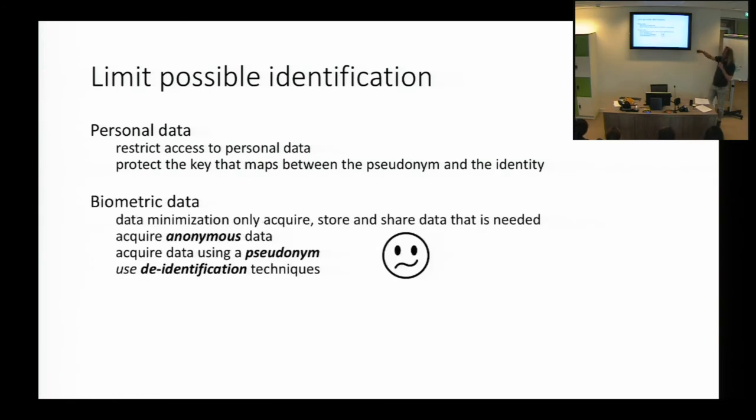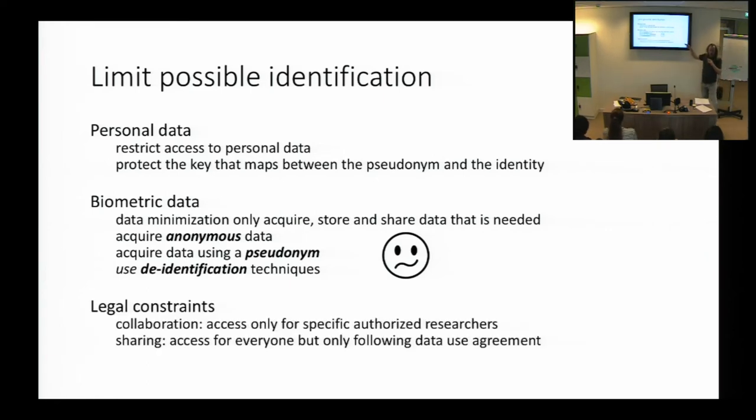Then we also have the biometric data. For biometric data, what we do is we try to use a data minimization strategy. So we try to only acquire, store and share the data that we need. So we're not going to record data that we're not needing for the scientific question. And then we can acquire data anonymously, we can acquire data as a pseudonym, or we can use de-identification strategies. And I know that these three, anonymous, pseudonymous, and de-identification, are often a little bit confusing. So I'll explain those in more detail on the next slide. But those are three important concepts.